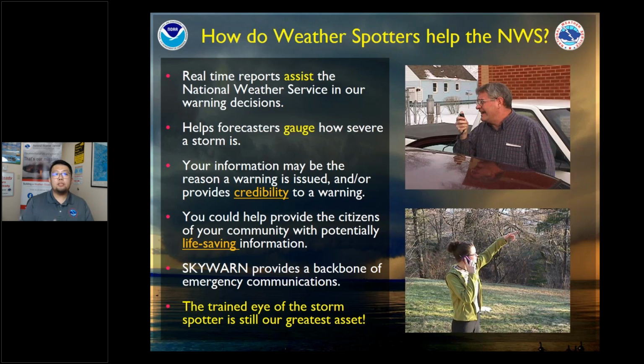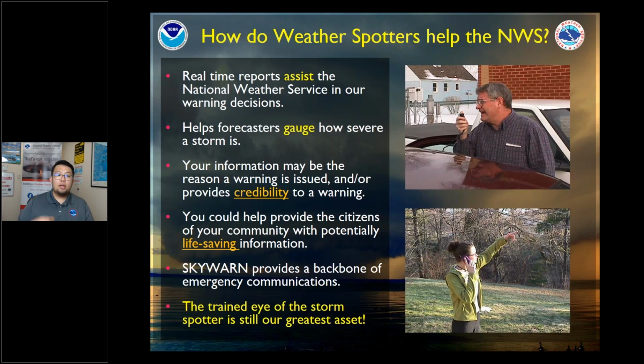That means a lot to us. That means more to us than a radar image, and that means more to us than a satellite image. So the folks on the ground, you folks on the ground, mean more to us than the instruments that we've got in our office. So your information may be used as the reason to issue a warning or add credibility to a warning.